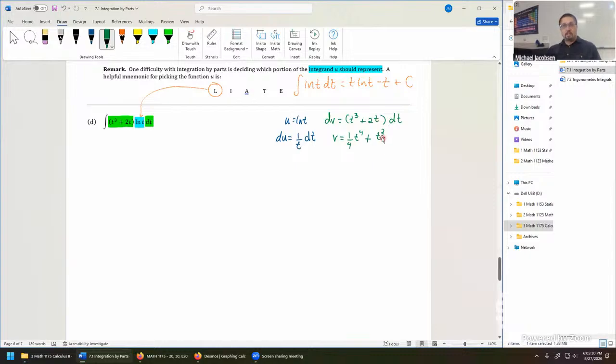And then we're done. Visualize taking the differential of this just as a double check. Take a mental derivative, and we would get t cubed plus 2t. So that's the side work. Once all the side work is done, we just use the formula. Integral of u dv equals uv minus integral of v du.